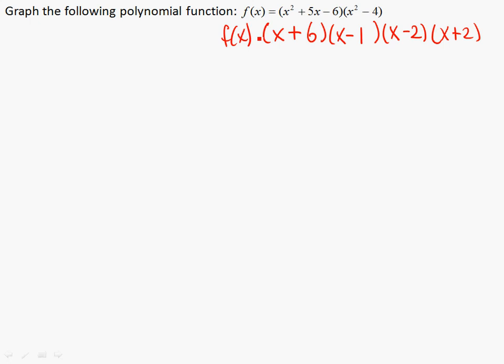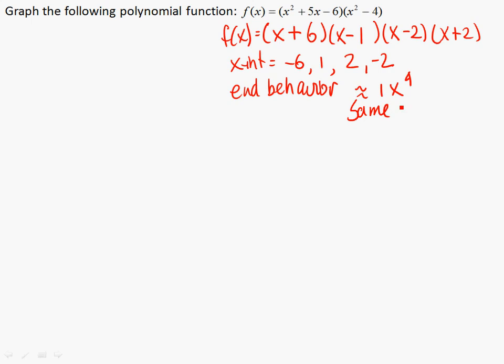Okay, so what does that mean? Well, that means that you have what for your x-intercepts? Negative 6, positive 1, positive 2, and negative 2. Okay. How about end behavior? This acts like a 1x to the 4th, doesn't it? So it's the same end behavior because it's even. And since it's a positive 1, it means it has to go up.